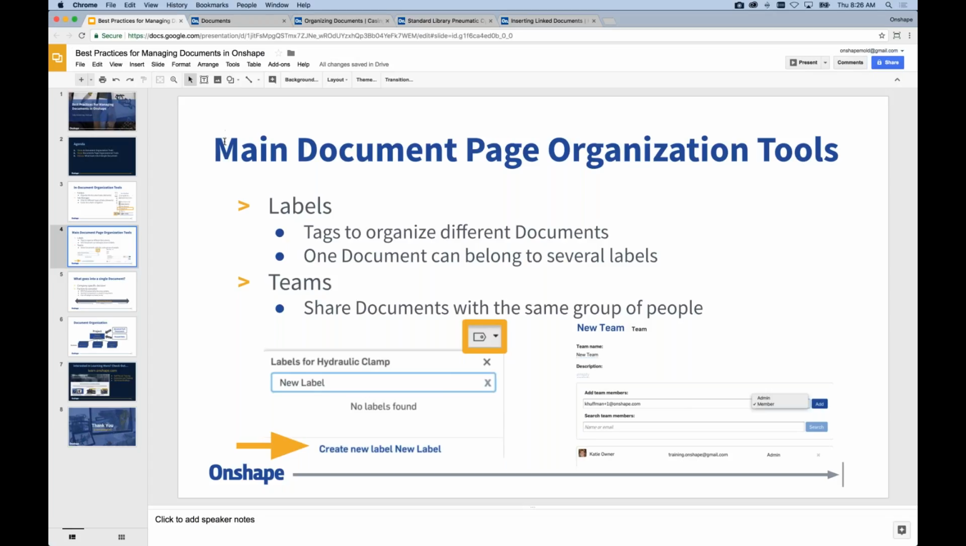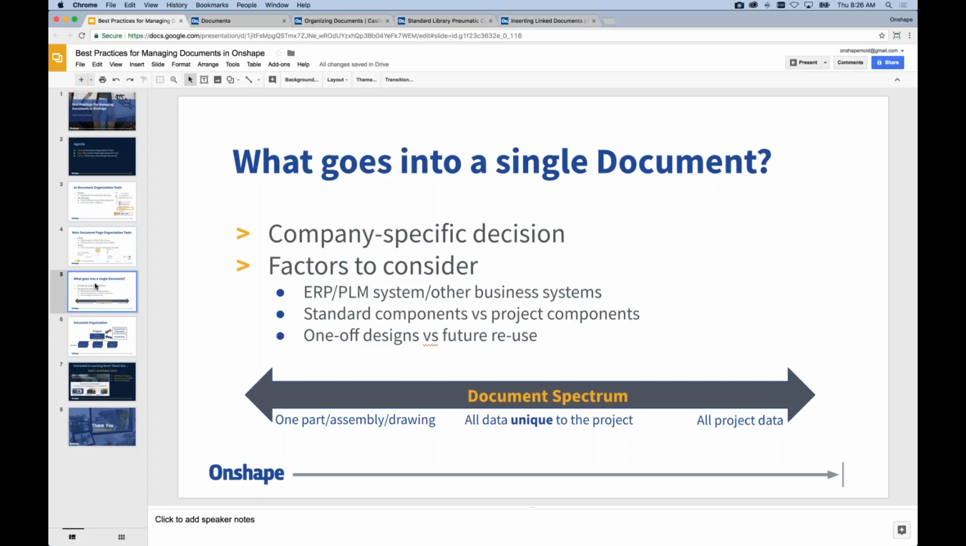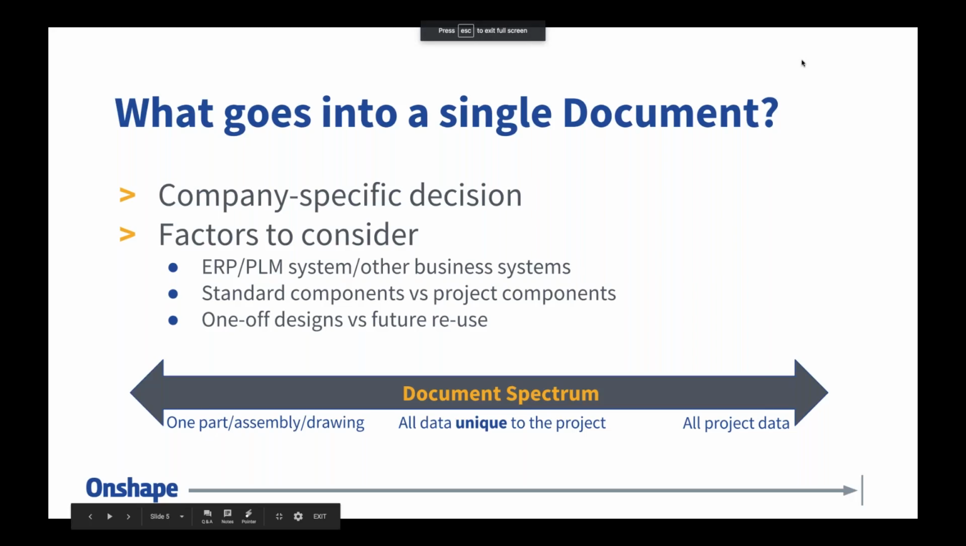All right, so I'd like to wrap this up today with just kind of a high-level topic about what goes into a single document. And the reason that this is difficult to answer is because every company is a little bit different. A lot of this is a company-specific decision, and it may be driven by external factors. It may be driven by PLM software decisions, right? ERP software, where it has to be structured in a certain way in order for it to be read properly into those systems. So understand that a lot of what I'm going to discuss here is very company-specific.